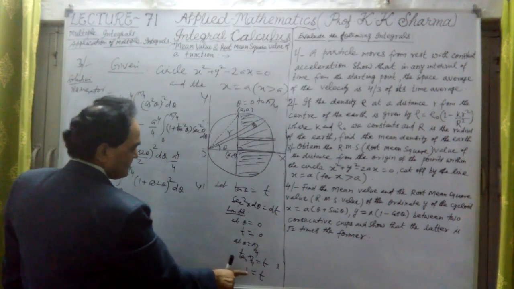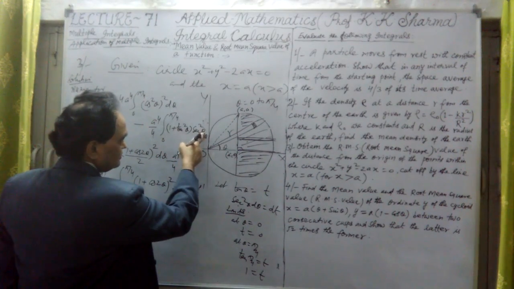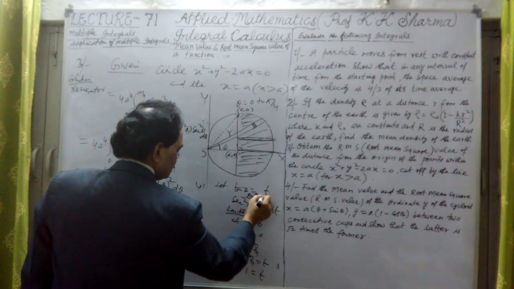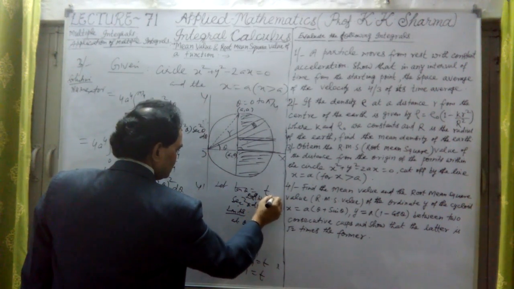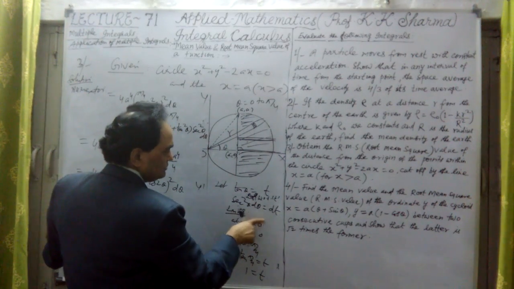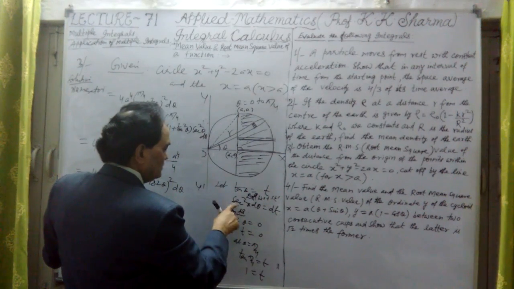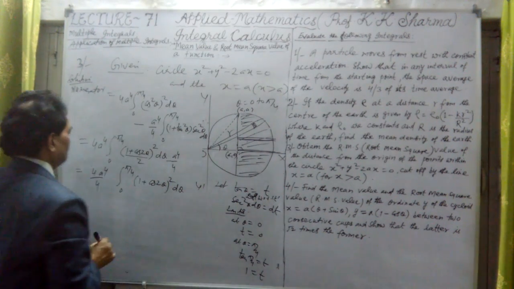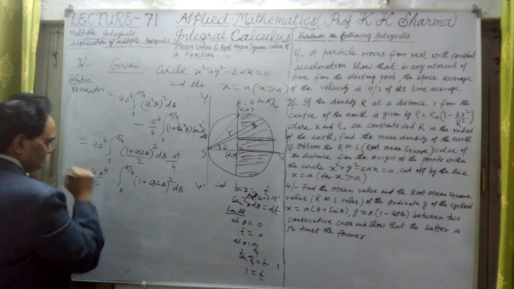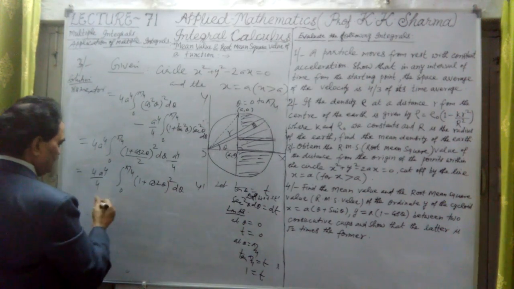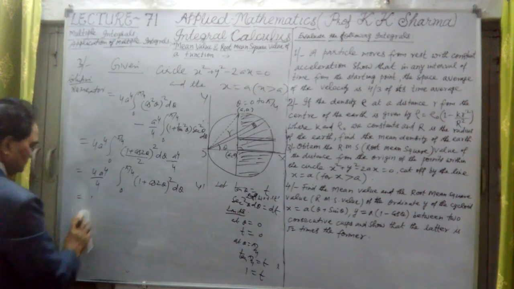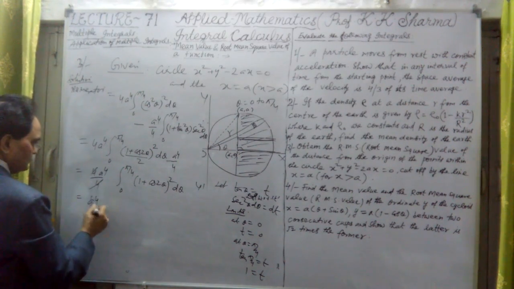Second part. For 0 to 1 limits, there is 1 plus t square into dt, for sec square theta d theta. This is differentiating with respect to t. So d theta upon dt equal to 1, or d theta equal to dt, sec square theta d theta equal to dt. Now if I open this whole square, the 4 cancels out, it is a^4 only.